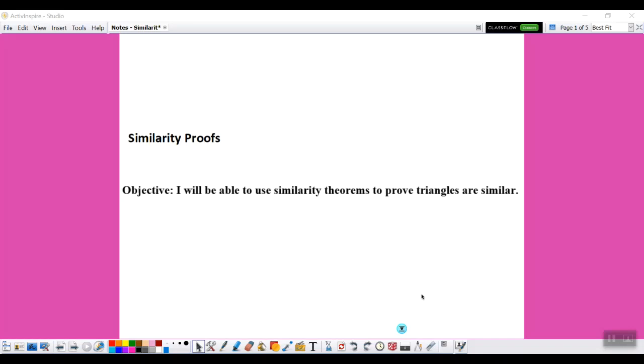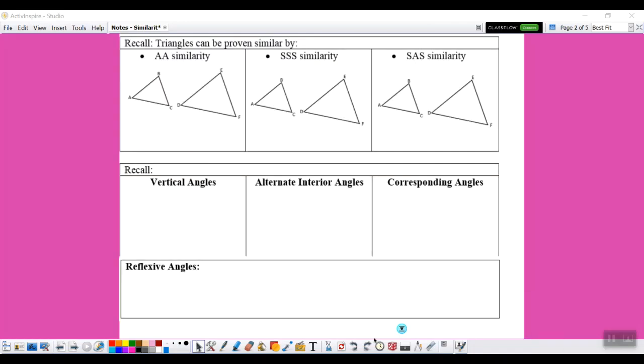Today we'll talk about similarity proofs. Our objective is that we will be able to use similarity theorems to prove triangles are similar. So before we do the proofs, let's recall some things that we've learned in previous lessons that we're going to need for today's lesson. There's 3 ways to prove that triangles are similar: by angle-angle, side-side-side, or side-angle-side.